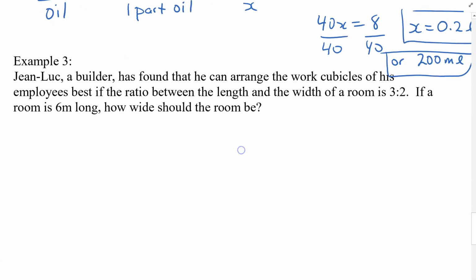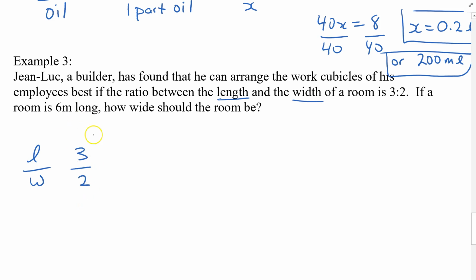Example number 3. Jean-Luc, a builder, has found that he can arrange the work cubicles of his employees best if the ratio between the length and the width of a room is 3 to 2. Okay, so length to width, I'm just going to remind myself, length to width is going to be equal to 3 to 2. So the length is the longer side, right? So 3 is bigger than 2.